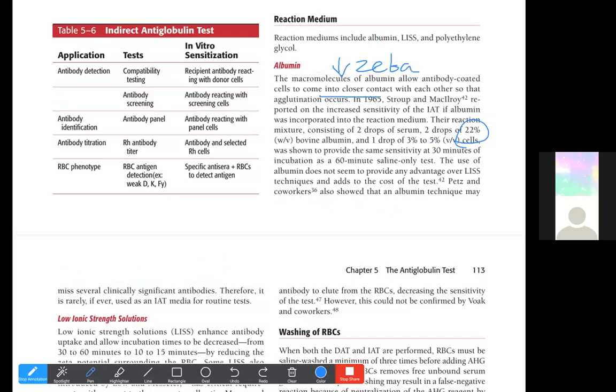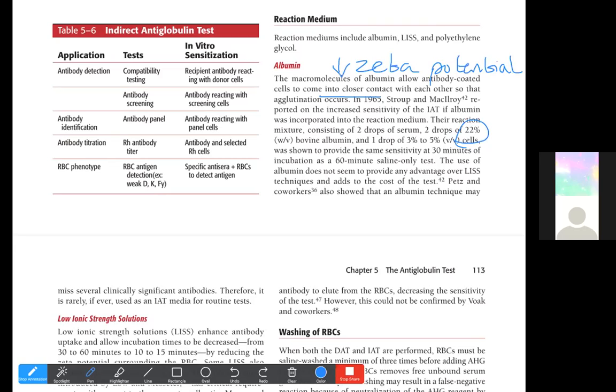This was something that I needed to look up. It decreases the zeta potential of RBCs, and it excludes the water from the serum. So it excludes water and it decreases the zeta potential. Therefore, it allows the antibody-coated RBCs to come into closer contact with one another.